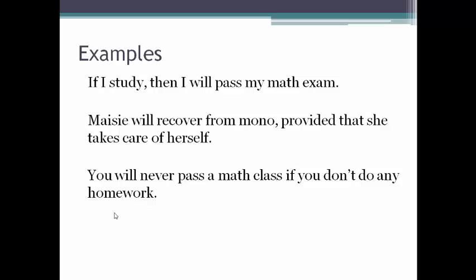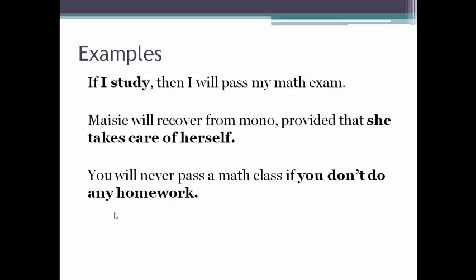But we can see what they have in common when we first identify the antecedent in each claim, the bolded claim. "I study" is the antecedent of this first one. "Maisie takes care of herself" is the antecedent of the second. And "you don't do any homework" is the antecedent in the third. Now the way conditionals work is if the first thing obtains, then the second thing will obtain. The first thing is sufficient for the second thing to be the case.